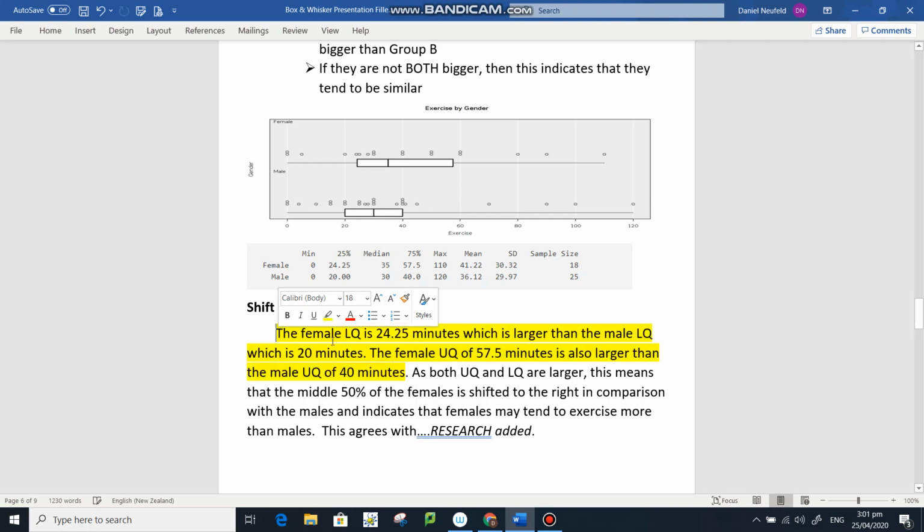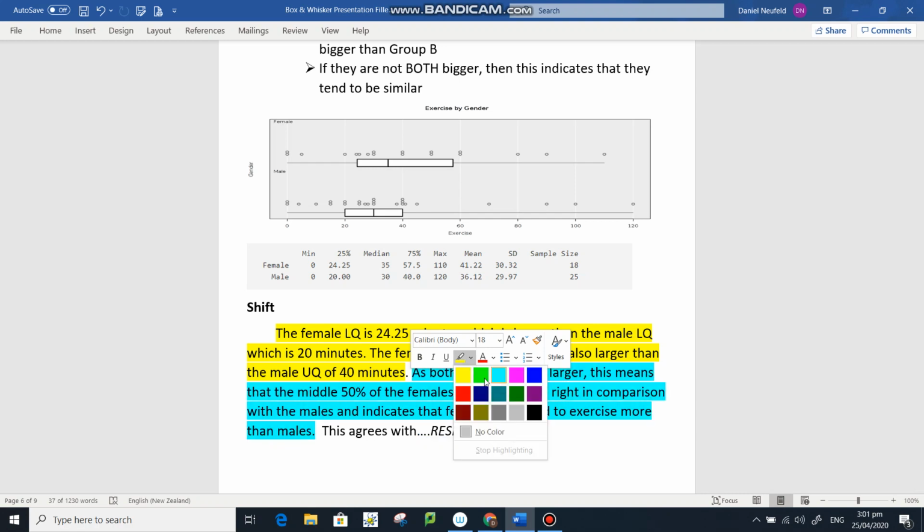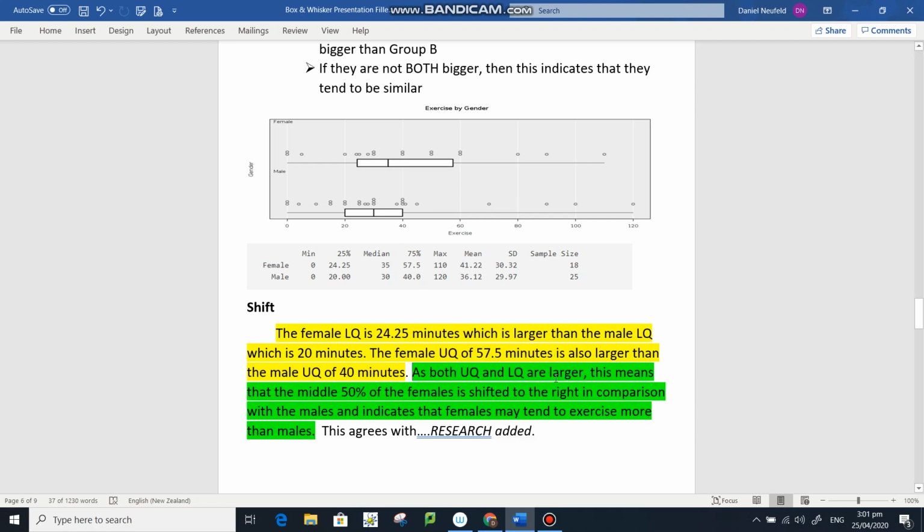Again, probably for achieved you could get there, but the whole point of it is to say what it all means. So when I'm looking at it, again, for merit, I'm going to say what this actually means. Okay, as both of them are bigger, it means that the female middle 50% has been shifted to the right, and it indicates that females may tend to exercise more than males.